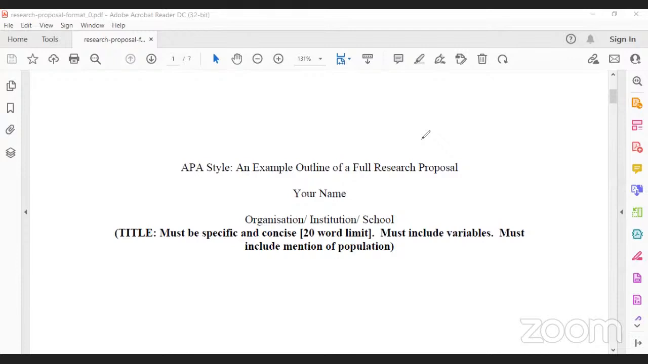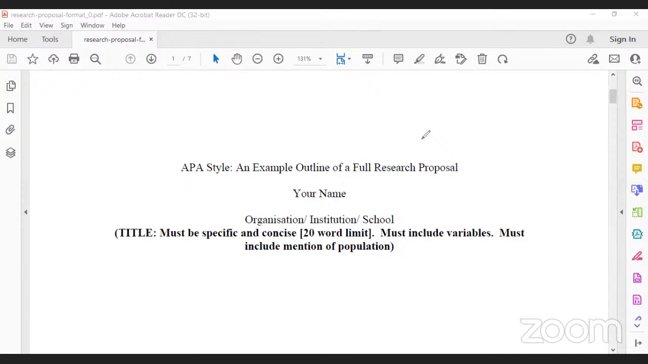Exactly. A research proposal is a formal document which explains the plan of your research and why it is worth researching. In the research proposal, you are proposing that this is what my research topic is going to be, why I am pursuing it, and how I am going to pursue it. So it answers three questions: what, why, and how.